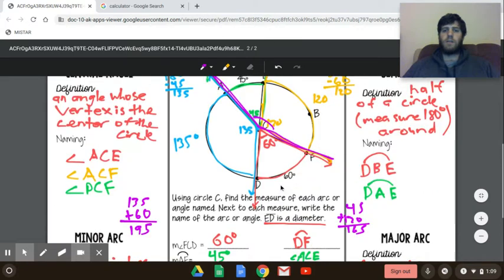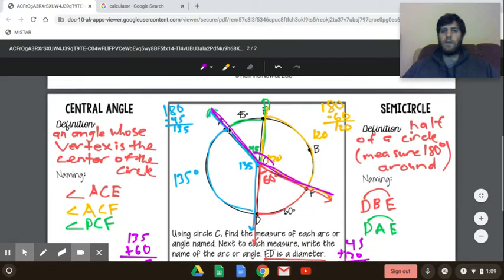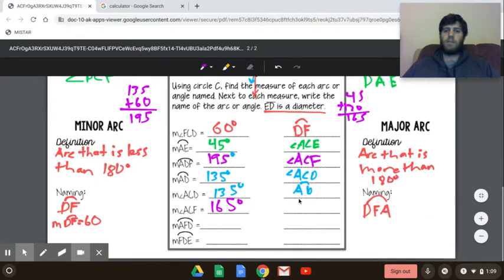And the associated arc, right, since it's less than 180, it's 165. We know it's a minor arc, so we're going from A to F. So it's going to look like this from A to F. Okay, and we'll name it arc AF, right, with our arc symbol on top.